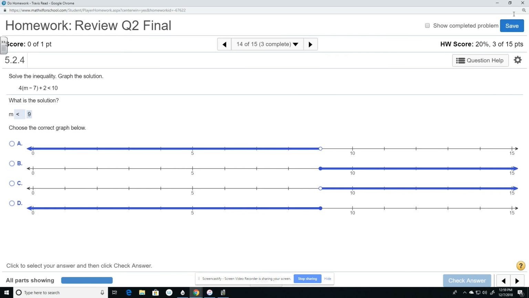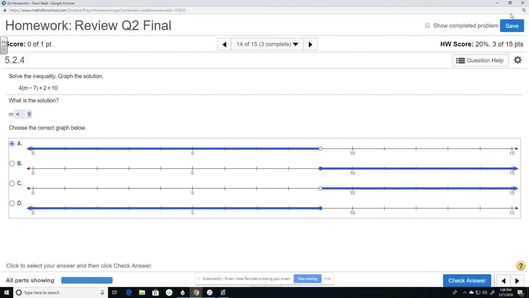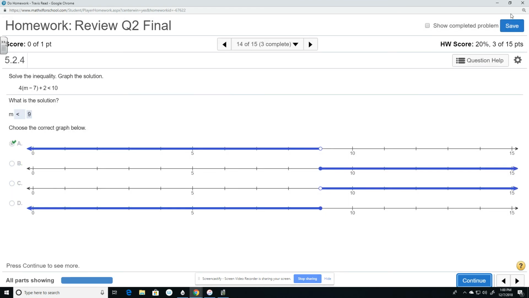Then it's going to ask me to choose the correct graph. Well, m is less than 9, which means it's going to have an open circle at 9, which this one does, this one doesn't. So I know it's not this one because that has a closed circle. That has a closed circle. So it's either A or it's C. But my arrow right here points to the left, which means my arrow on my graph should also point to the left. So A is going to be the correct answer. So I can select A, and that'll be my final answer.